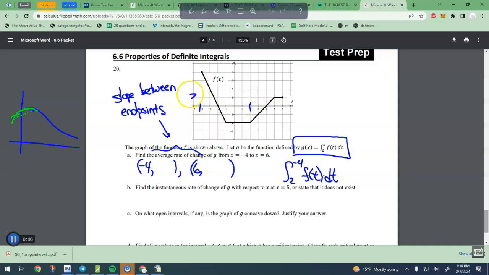So 2.5. That one is 1. That's 2, 4, 1.5, 0.5. I might have them written down. I checked them and I'm right.